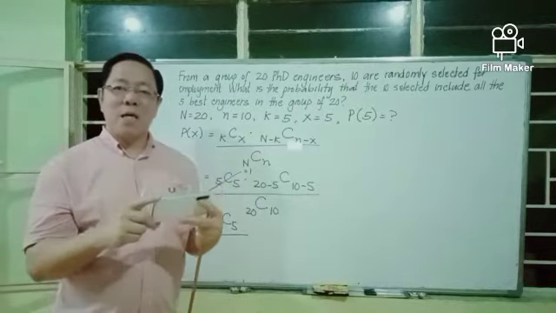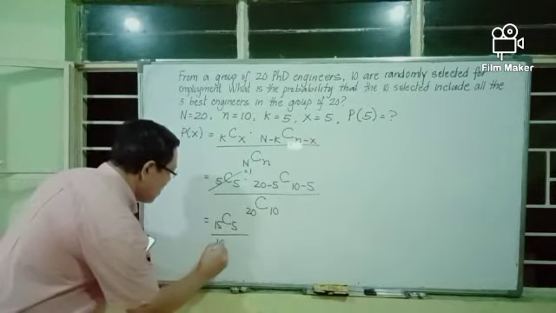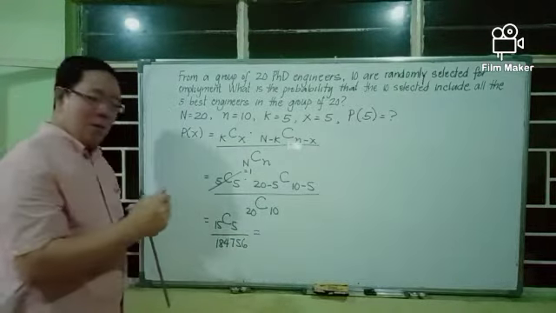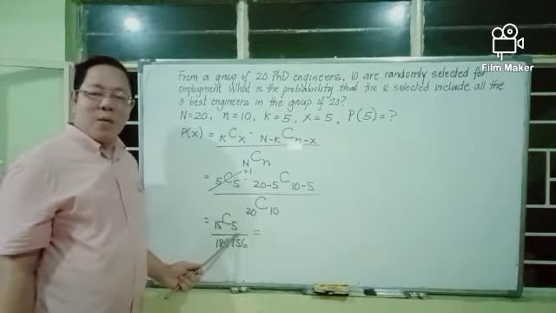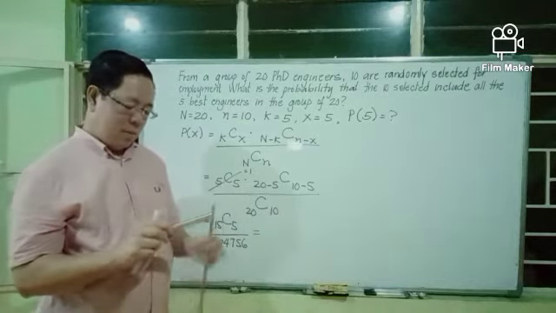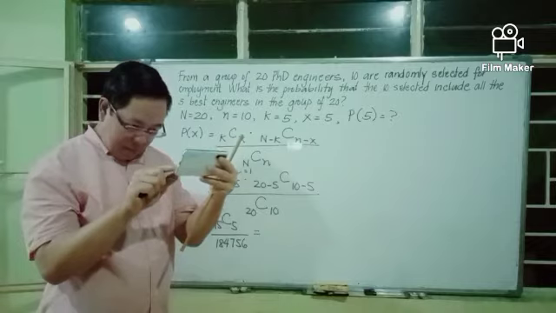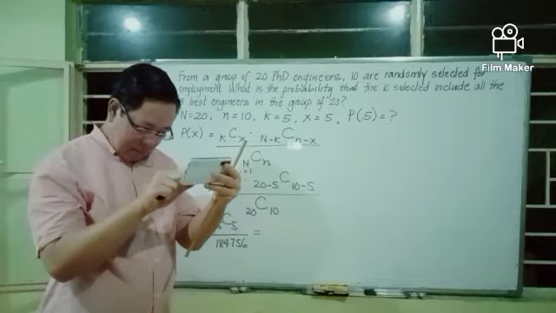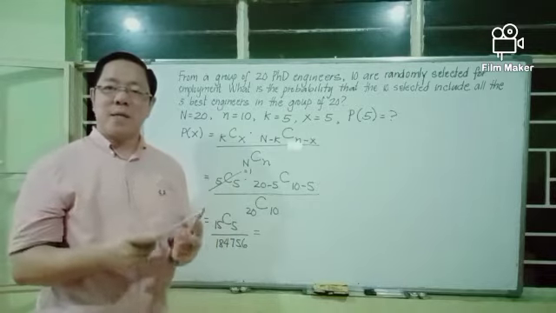And you should get 184,756. We also compute the combination of 15 taken 5 using our calculator, and you should get 3,003.